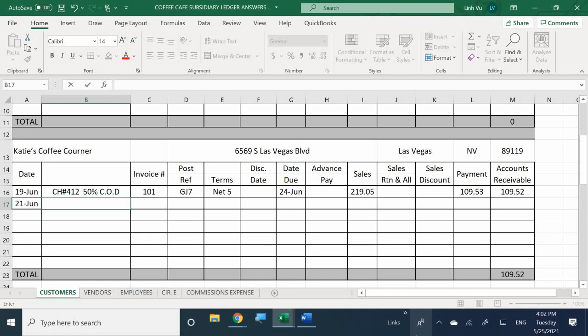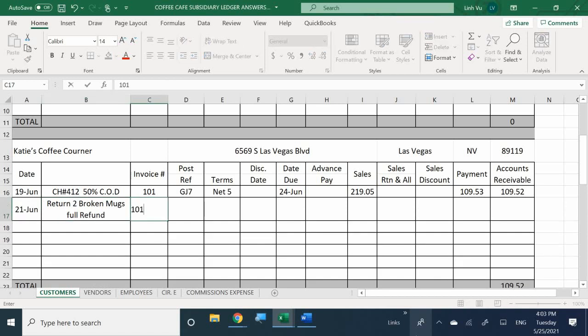I just put the return for 2 broken mugs for credit because we already have the place for the invoice and post reference. 2 broken mugs, full refund, right? 101C because it's a credit and we're applying it to the invoice number 101. All right? You'll put that amount in the sales returns and allowances.